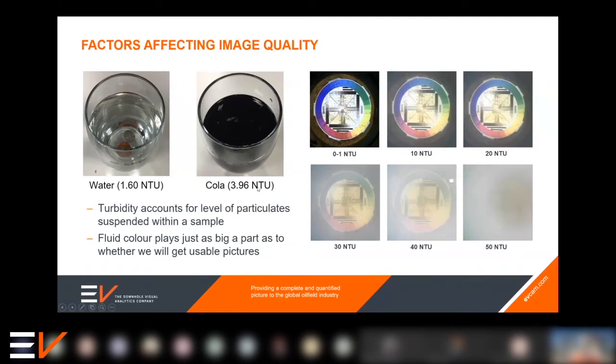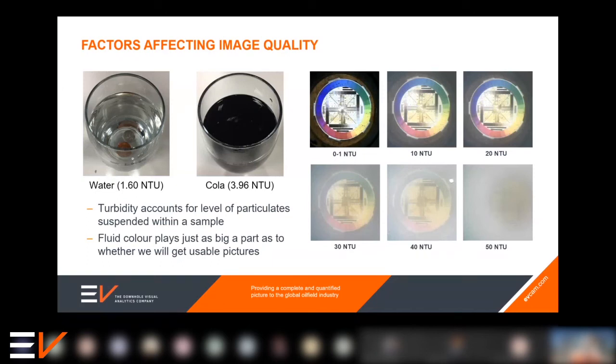But if you put the same coins into a glass of cola, you can't see anything. And it's not because there's any solids or particulates in the way. It's because there's pigment inside that fluid that absorbs the light and prevents us from transmitting the light from our LEDs and then receiving it back at the camera array.